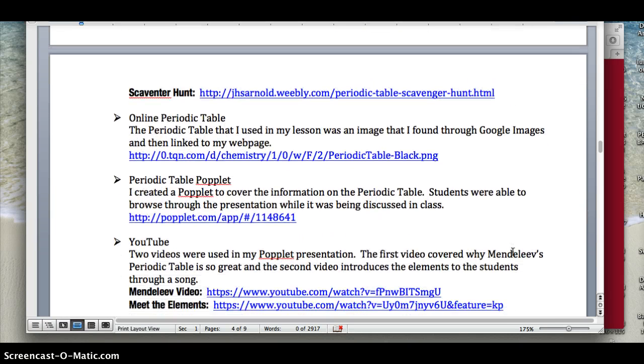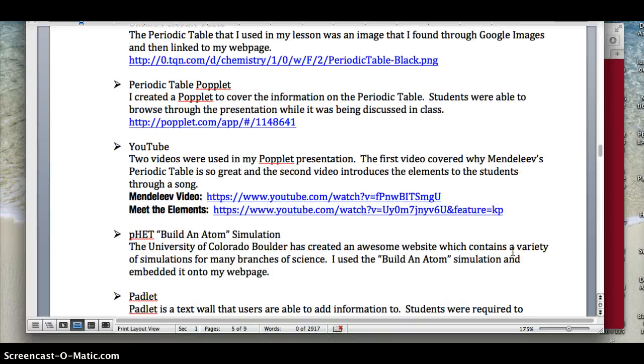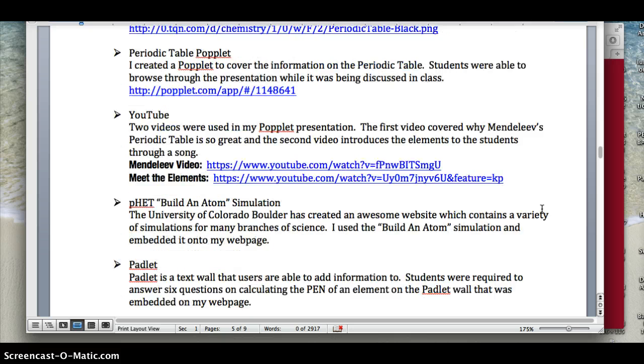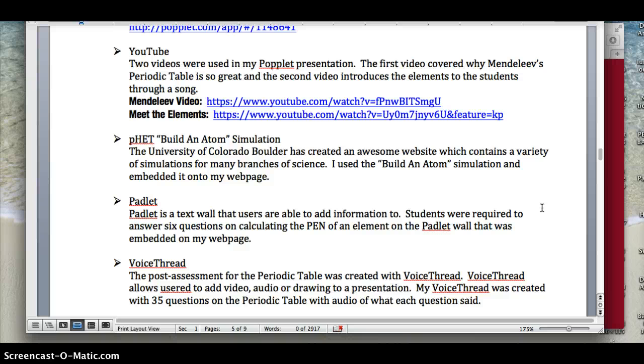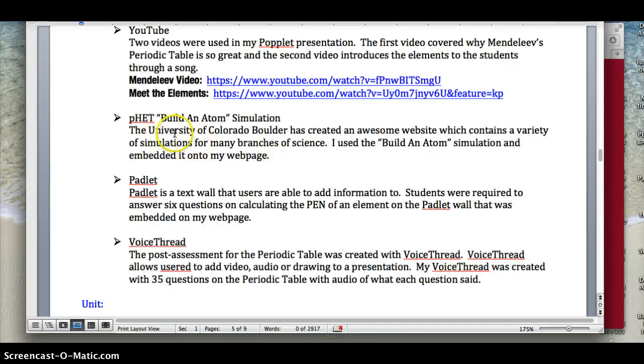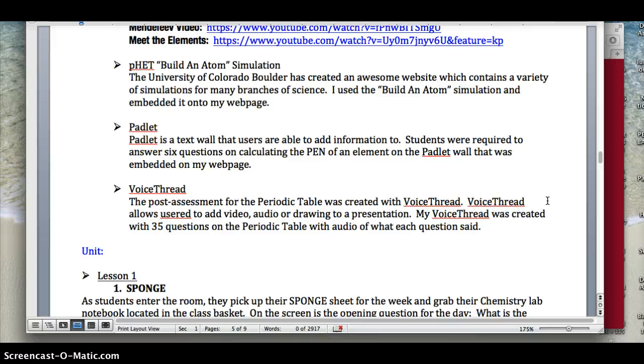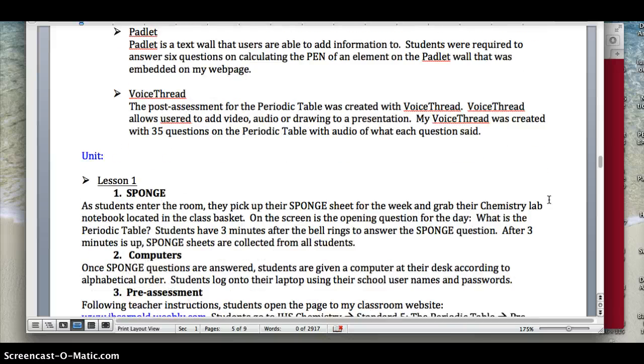My online periodic table, my Poplet, some YouTube videos that I embedded into my Poplet. I have a build an atom simulation, which is quite interesting. I love using simulations in chemistry. This University of Colorado Boulder site has tons of simulations for science, and I try to use them as often as possible. And here's my unit.